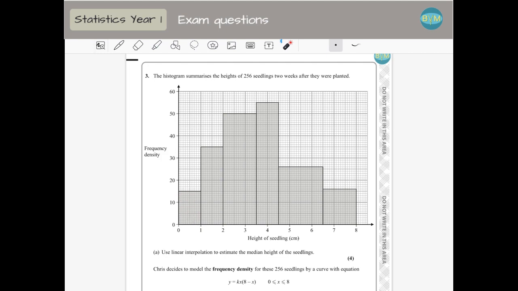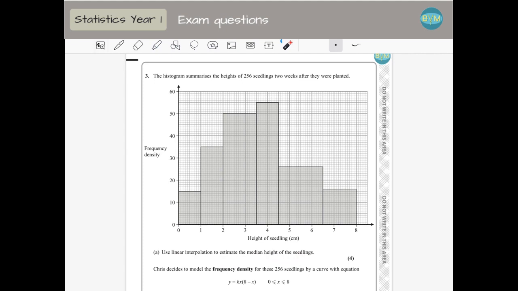So the area of this one is 1 times 15. So this is 15, this is 35. So you add them all and you will see that it's 256. Then you can read the values straight from the graph. Otherwise, you will have to consider that coefficient.